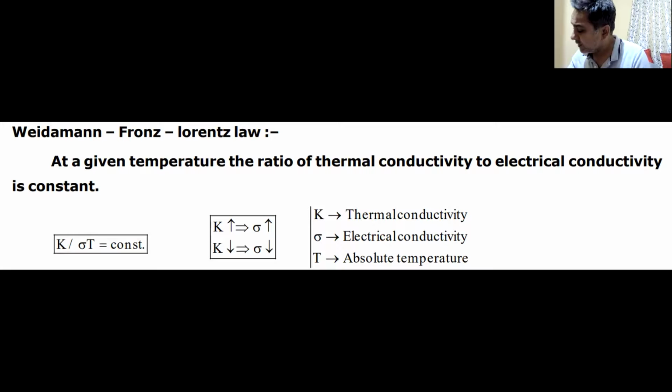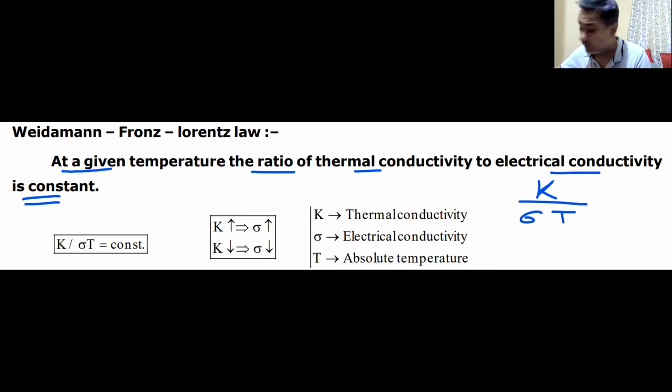At a given temperature, it states that the ratio of thermal conductivity to electrical conductivity is constant, or I can say K divided by sigma into T, where T is the absolute temperature. This value is a constant.